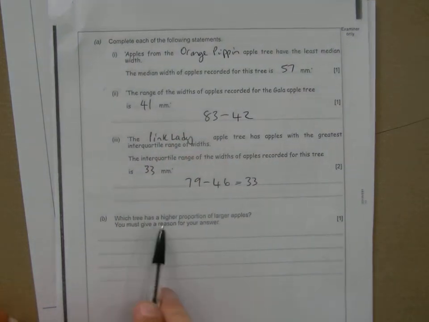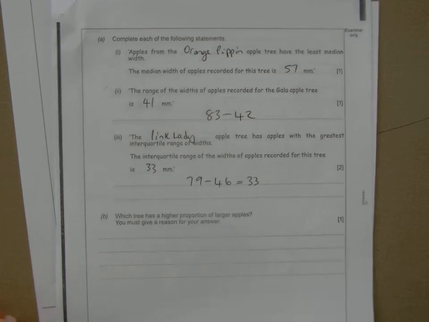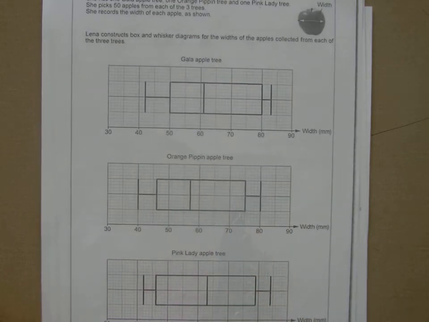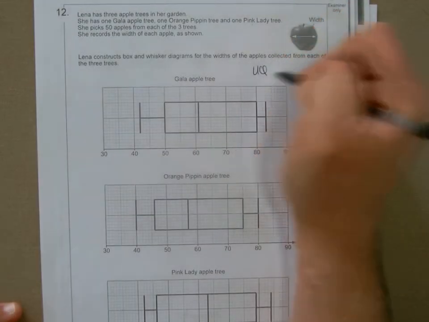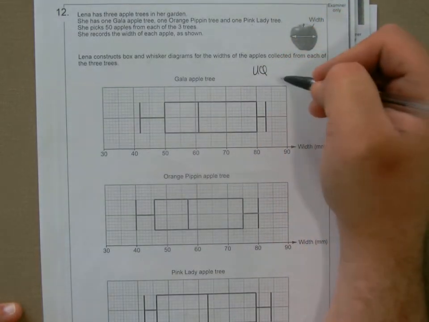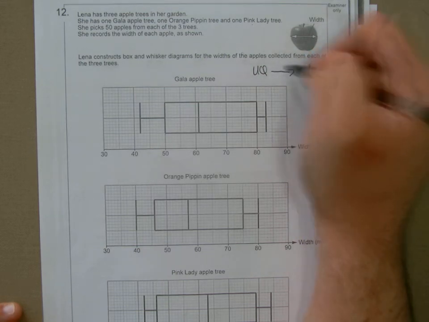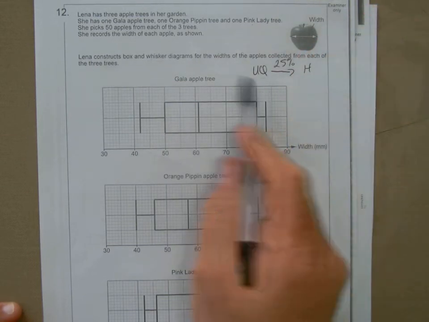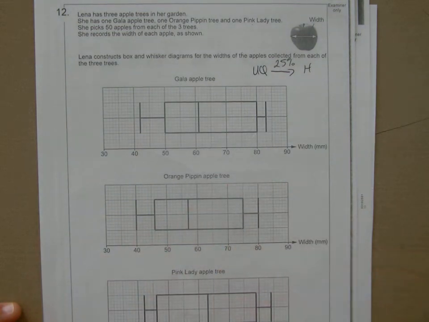And it says then, which tree has the higher proportion of larger apples? You must give a reason for your answer. Okay, higher proportion of the larger apples. Well, when we look at larger apples, obviously we're looking at the higher end of the scale, yeah? And what I would do is I would look at the upper quartile measure, because remember, the upper quartile represents 3/4, okay, of the data. So everything from the upper quartile to the actual highest is 1/4 of the data, isn't it? 25%, if you think about it, because 3/4 have come before. So if we look for the highest upper quartile, that tree will have the sort of largest size apples.